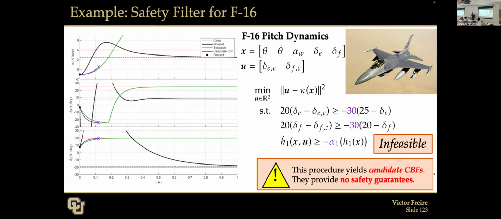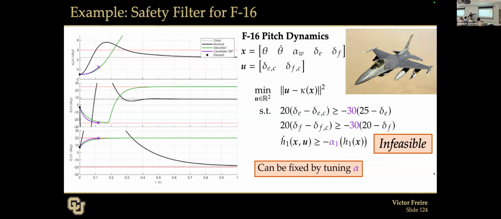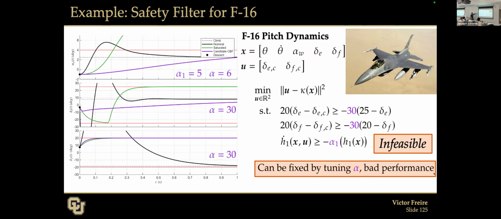You could tune alphas for this different starting point. You can fix this issue by tuning alpha and make it work. Here are the most aggressive alphas I could find that will make the problem work. Now the behavior is not very interesting. That's not very good performance. It takes forever for the F16 to transition. So you see this trade-off, but it's not even the trade-off that's important.